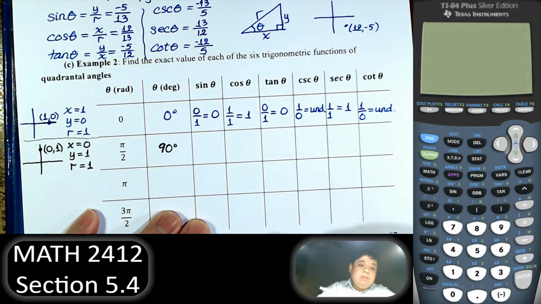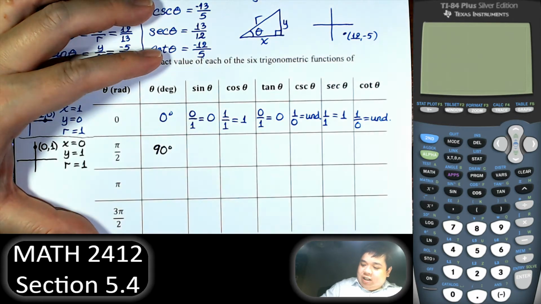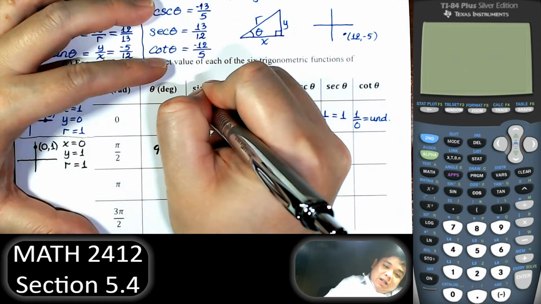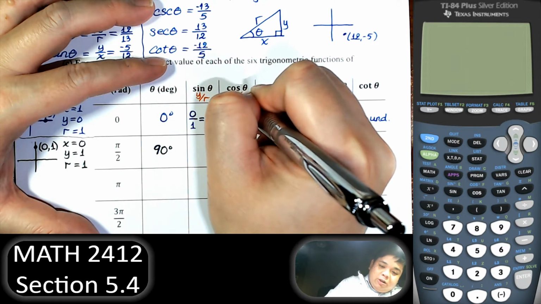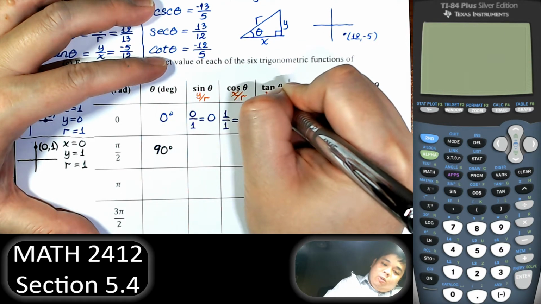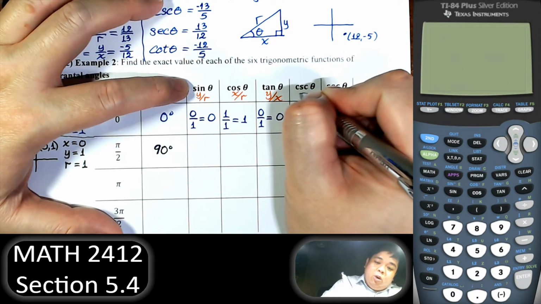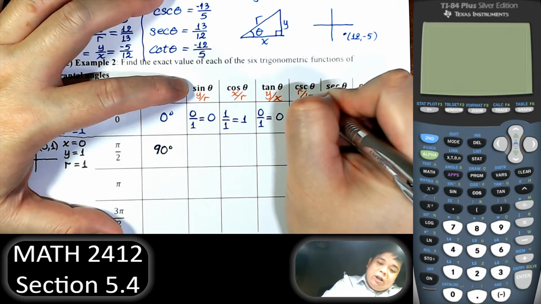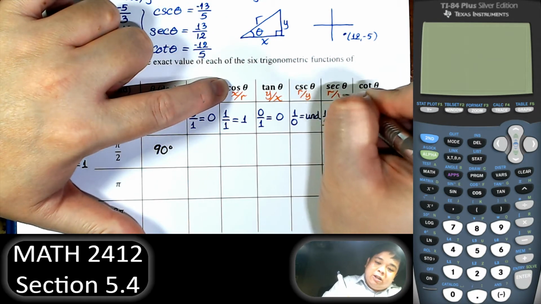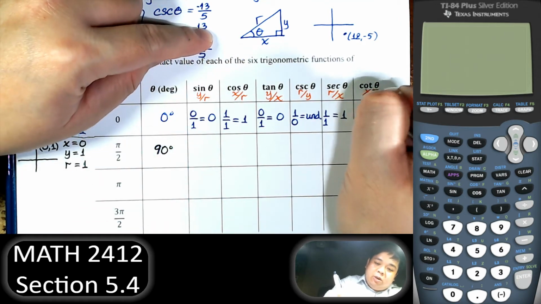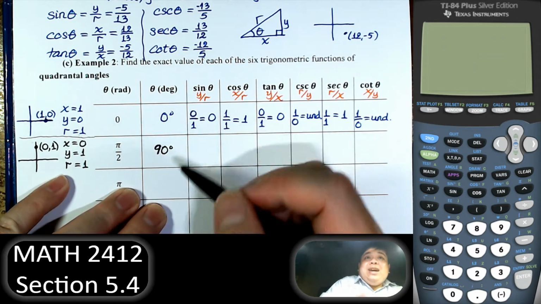Right. Then just the definition. Sine, I should write it here. I think that would be a good idea. Sine is y over r, cosine is x over r, tangent is y over x, cosecant is the reciprocal of sine, r over y, secant is the reciprocal of cosine, r over x, and cotangent is x over y. Right, now that should be easy, right?